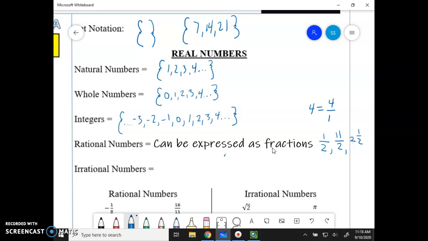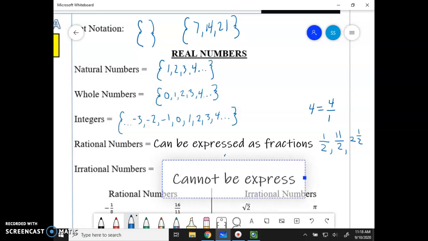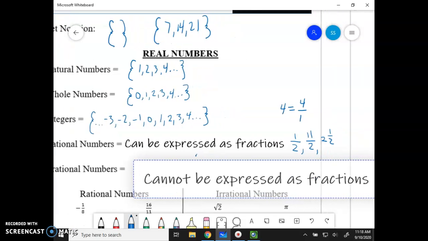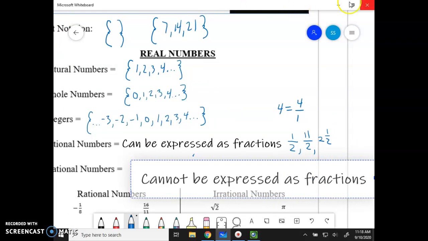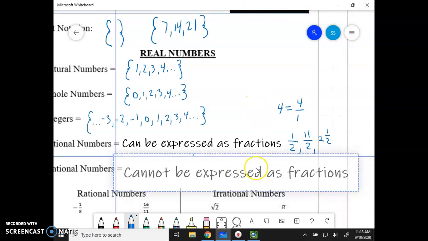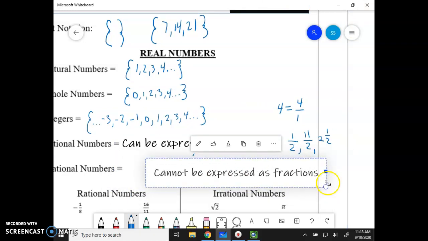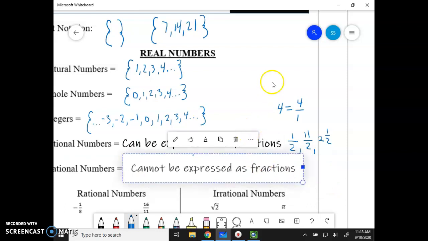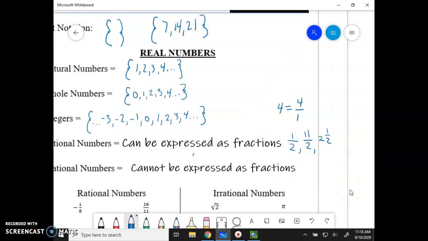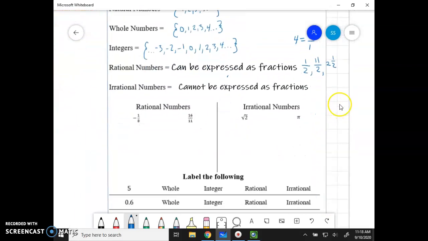So if rational numbers can be expressed as fractions, irrational numbers cannot. So irrational numbers cannot be expressed as fractions. Made that mistake again. There we go. All right. So pause the video if you need to. Make sure you get these definitions down. They will help you later.